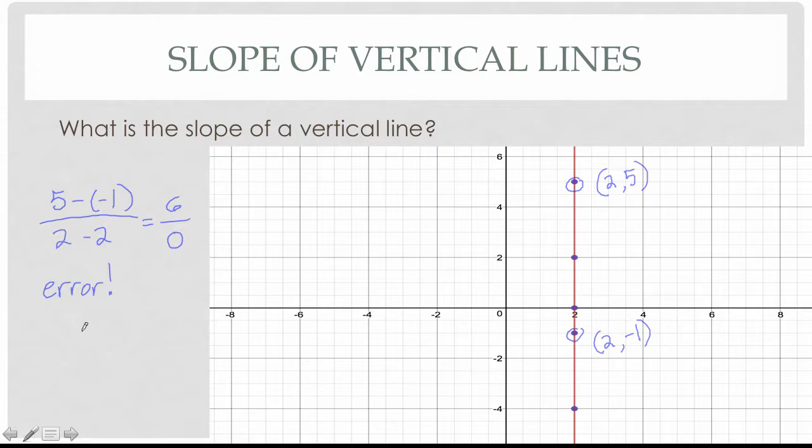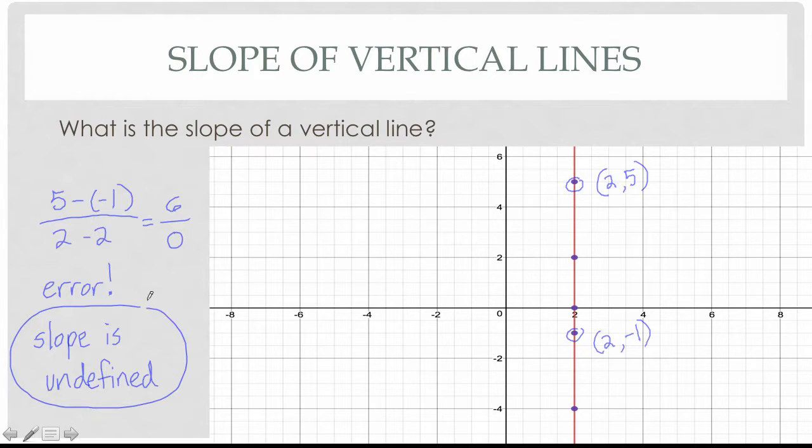0 does not fit into 6 a certain amount of times. I can't take something and split it into 0 groups. What we call then is the slope is undefined. All vertical lines have an undefined slope. You cannot calculate it. You cannot think of it as slope.